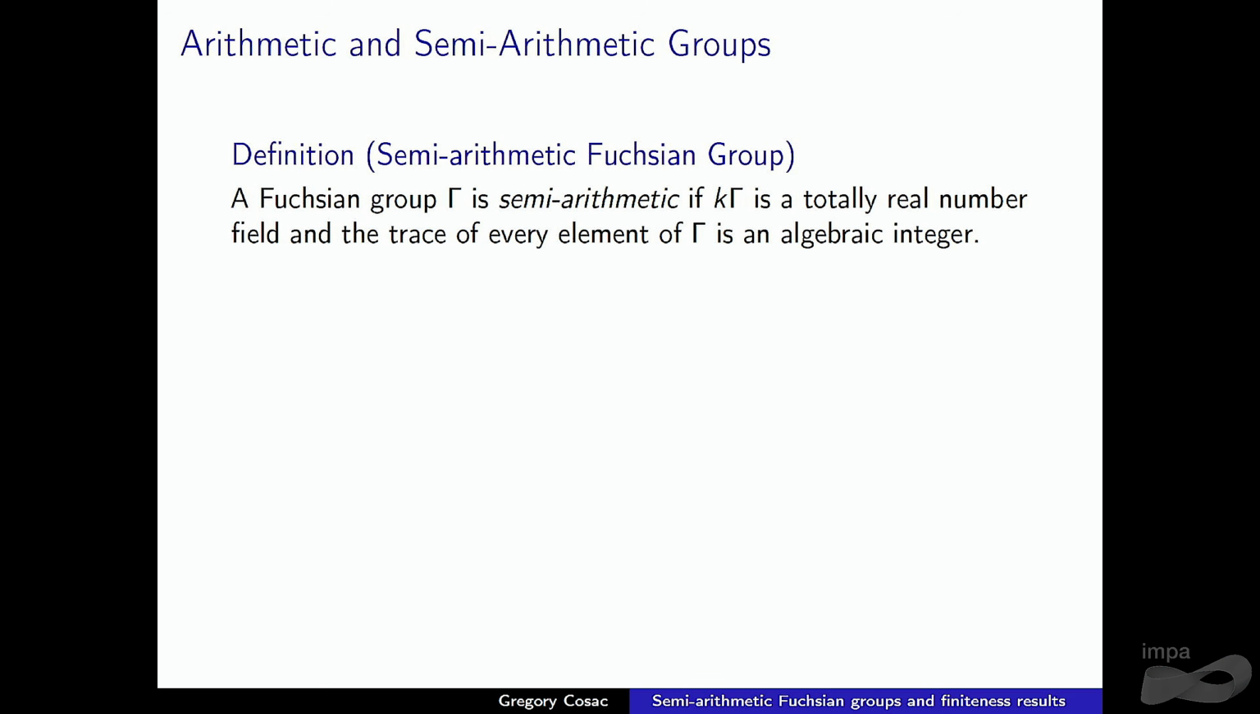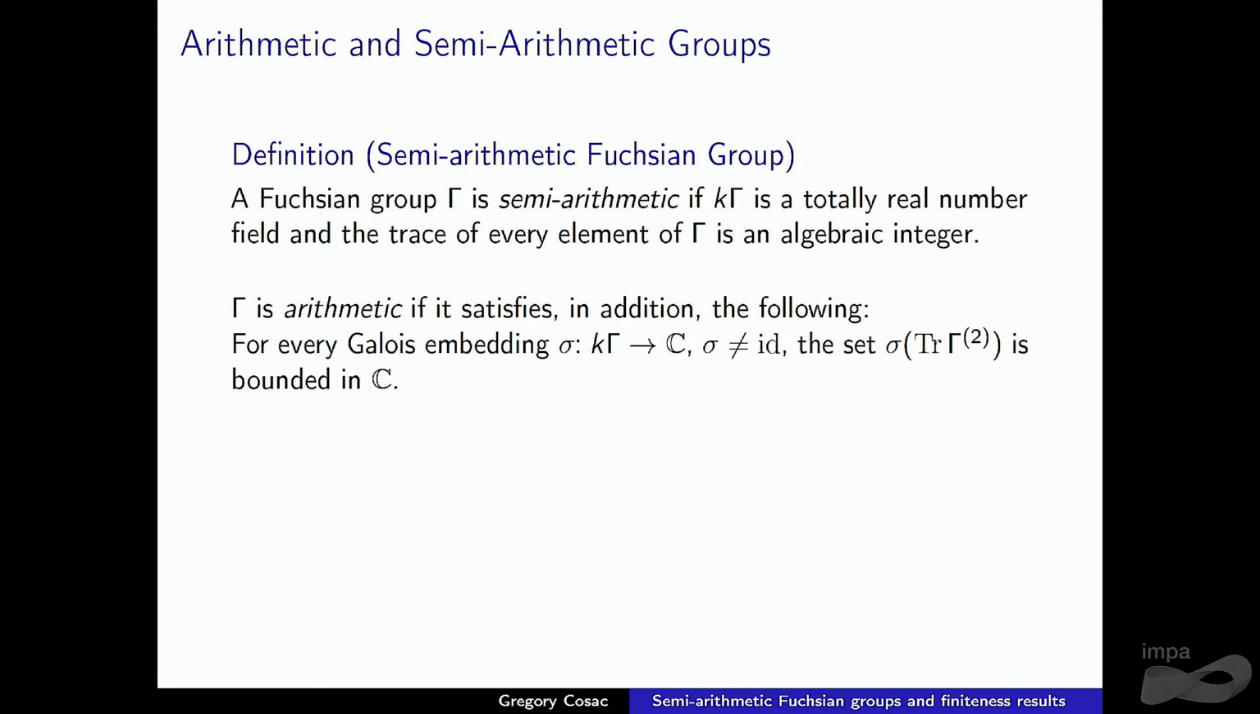Whichever way you do it, you end up with a subfield of the real numbers inside the complex numbers. That's what's called being totally real, right? You can try to do the same thing with the cubic root of 2, but it wouldn't work, because it's not totally real. And then you require that the traces are all algebraic integers. It just means that it's a root of a monic polynomial with integral coefficients, proper rational integral coefficients. And that's the definition of semi-arithmeticity, right?